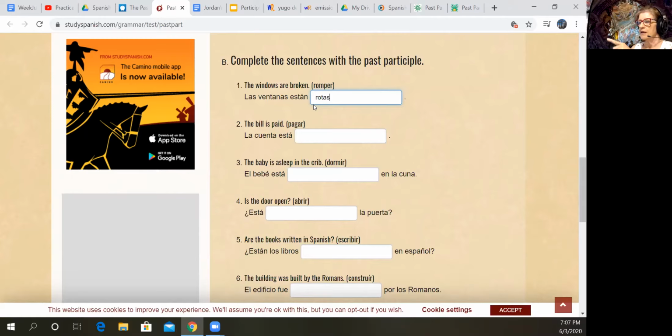No. Here's the very slight difference. The windows are broken. That's how they look. Jagged. Okay. But if you use the windows, past tense, then it would be passive. The windows were broken by the teenagers.